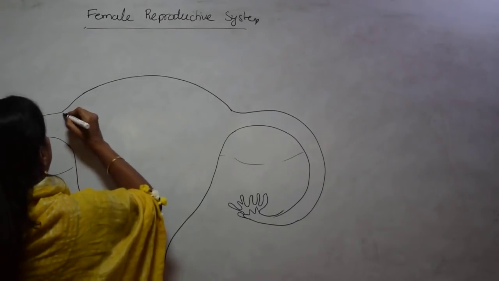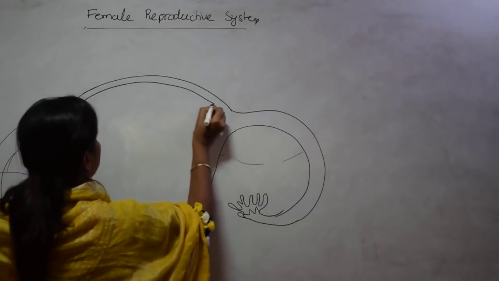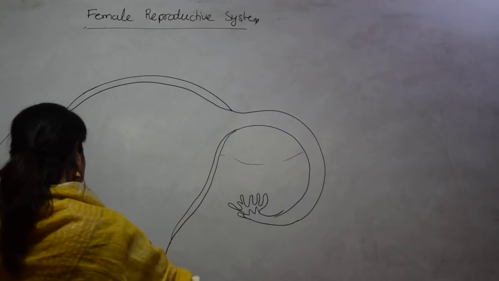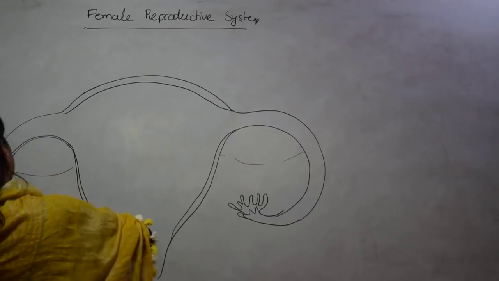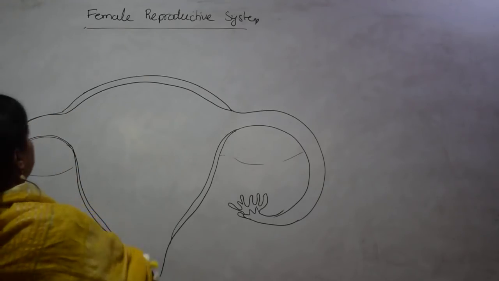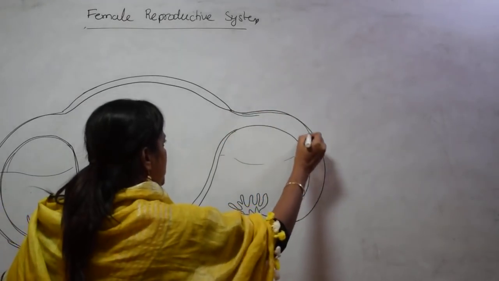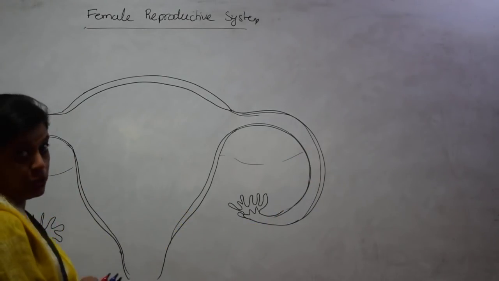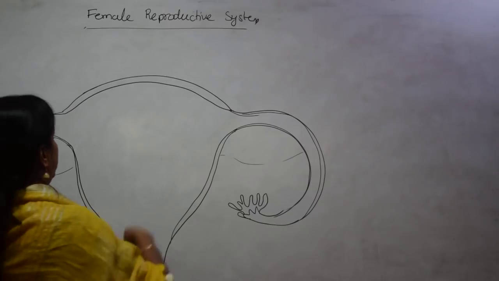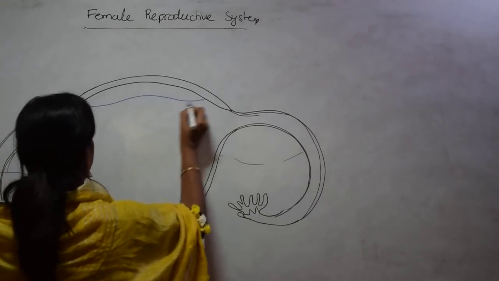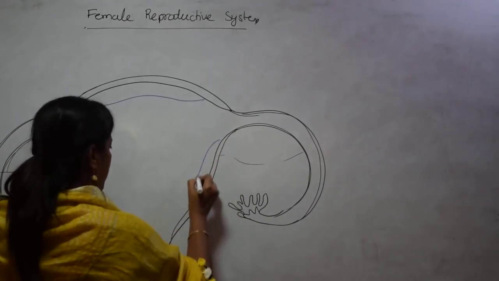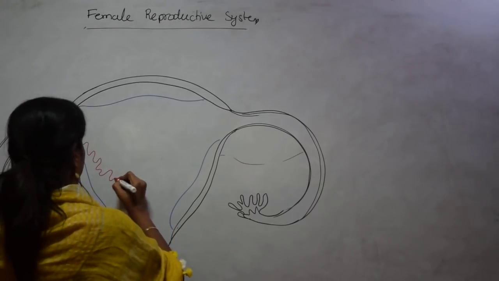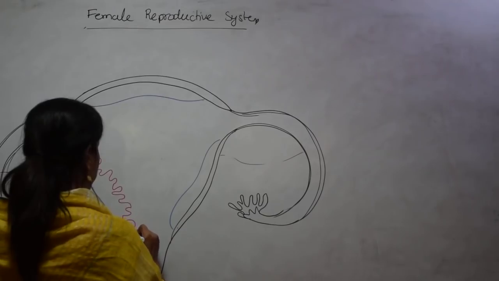This uterus is lined by certain membranes. The outermost membrane we call the perimetrium. This is the perimetrium, which will continue with this. Keep drawing like this and practice. Then comes the highly muscular structure, which we call the myometrium. Then the highly vascularized structure, we call it the endometrium. This is the endometrium.